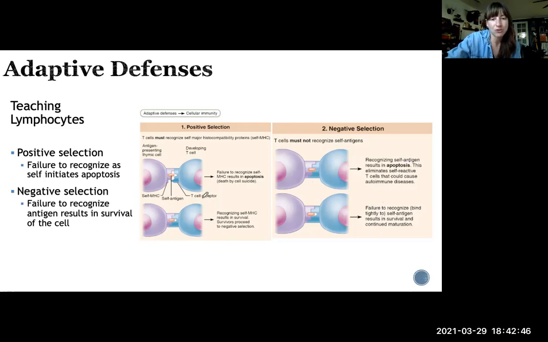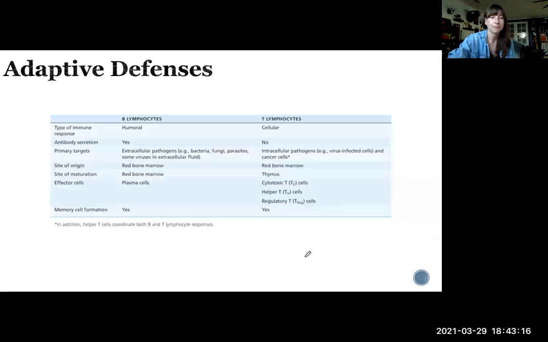You have to be able to recognize self MHC, but you have to also not be able to recognize the antigens that our body produces. So if you can pass both of these tests, then you survive. If you fail one or the other, then apoptosis. More on this on page 794 of your text. Okay, you guys, make sure you read that.